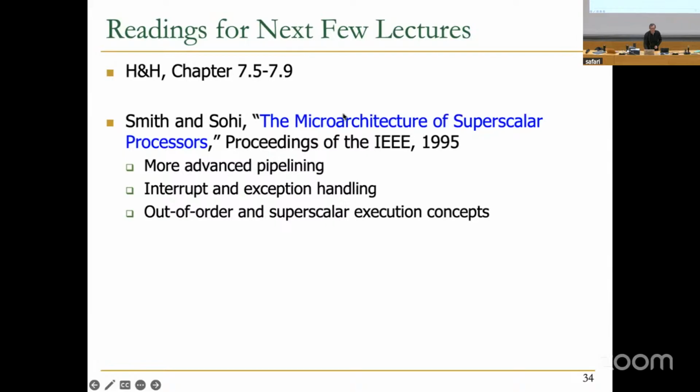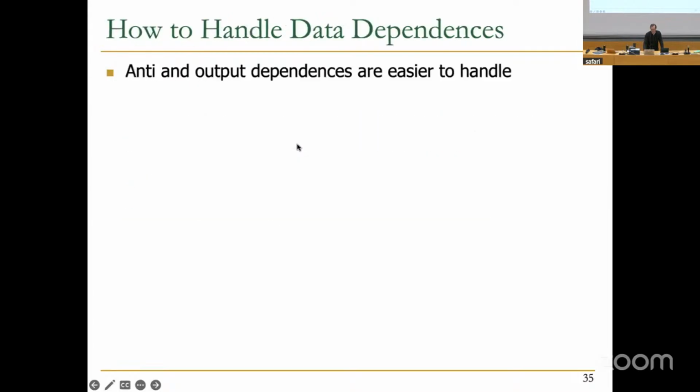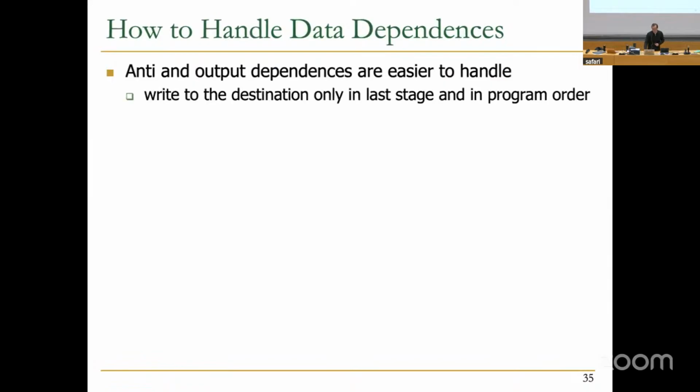But I'm going to also recommend this reading because it's going to be useful later on when we talk about interrupt and exception handling, out of order execution, superscalar execution, all of those we're going to cover. And it also covers the dependencies and their types and their handling in a nice way. So I'd recommend you take a look at that. Okay, so anti and output dependence are easier to handle, as you kind of guessed. Write to the destination only in the last stage and in program order.